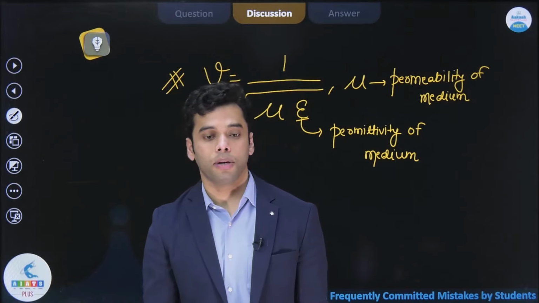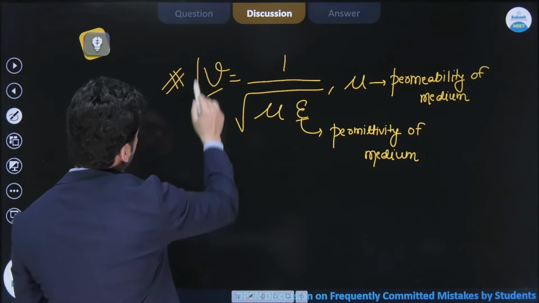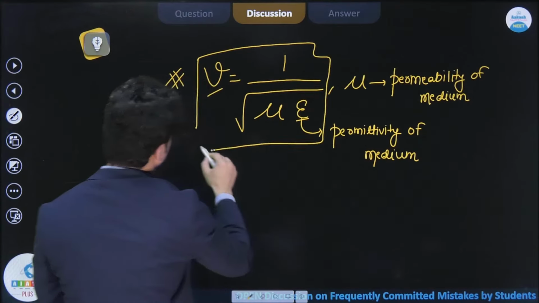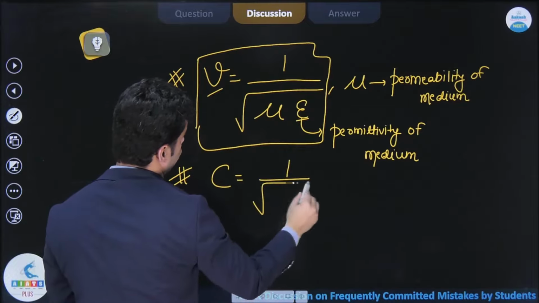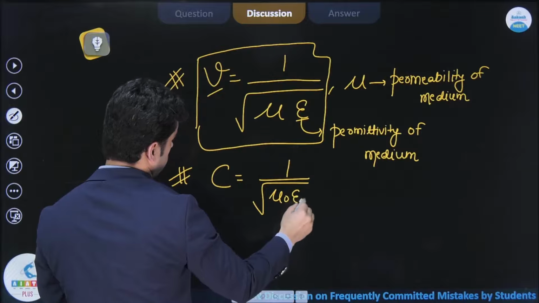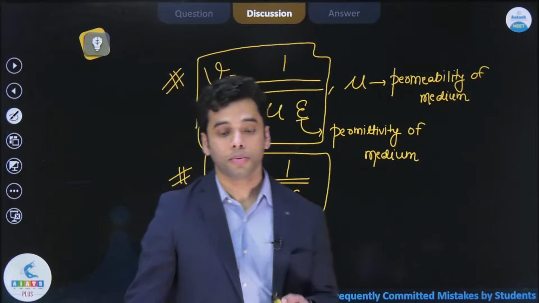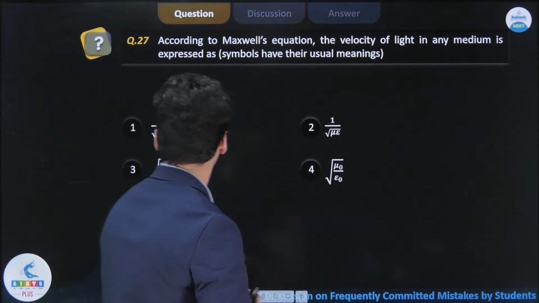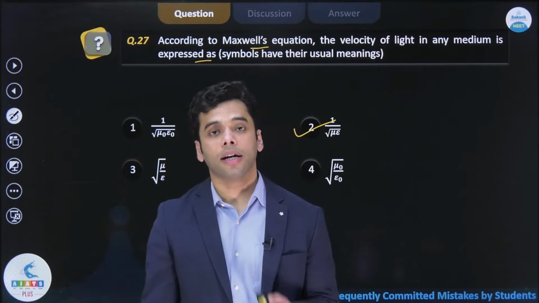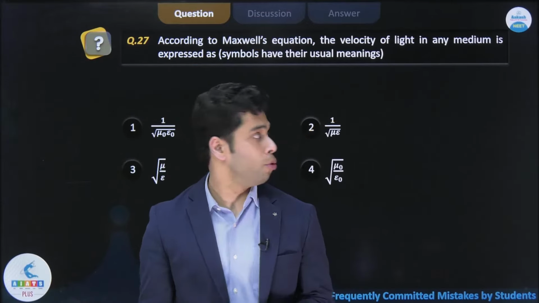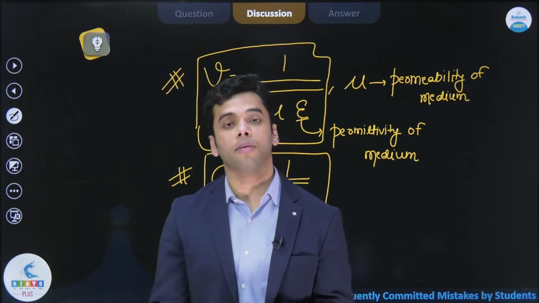See, option 1, many are giving the answer as option 1. The velocity of light in any medium is given by 1 upon under the root of mu epsilon, and the velocity of light in vacuum is given by 1 upon under the root of mu naught epsilon naught. C is equal to 1 upon under the root of mu naught epsilon naught. The answer option 1 that many are giving is not correct, the answer is option 2. This expression, 1 upon under the root of mu naught epsilon naught, is applicable in vacuum.